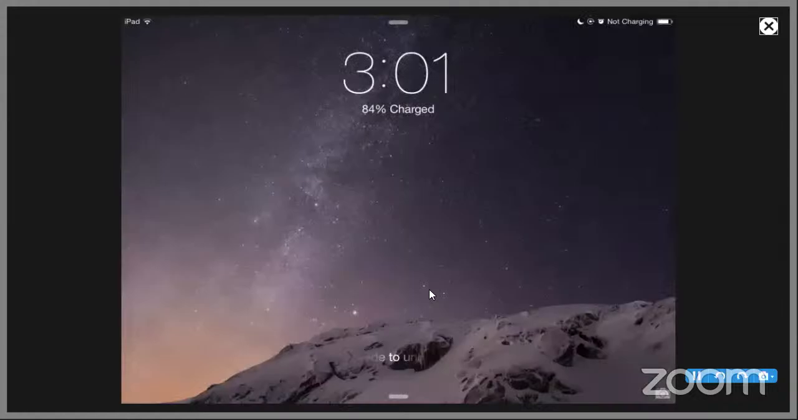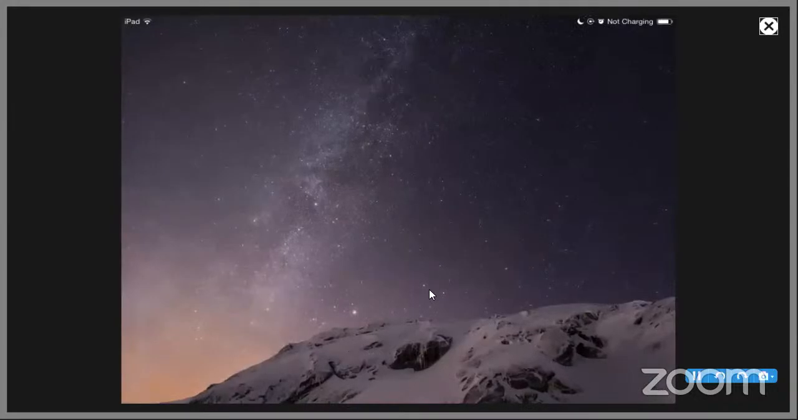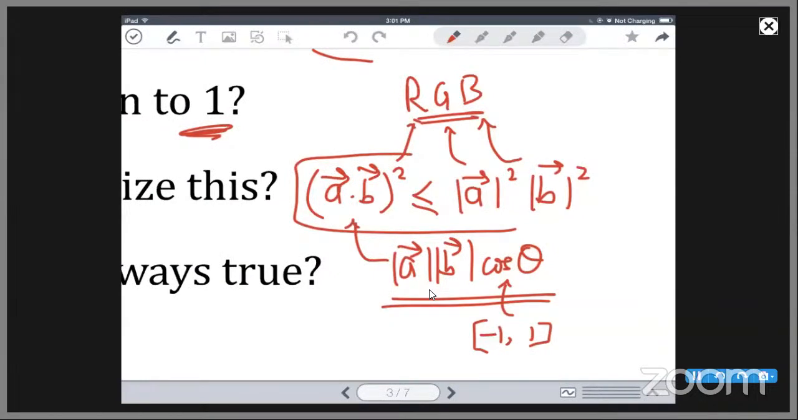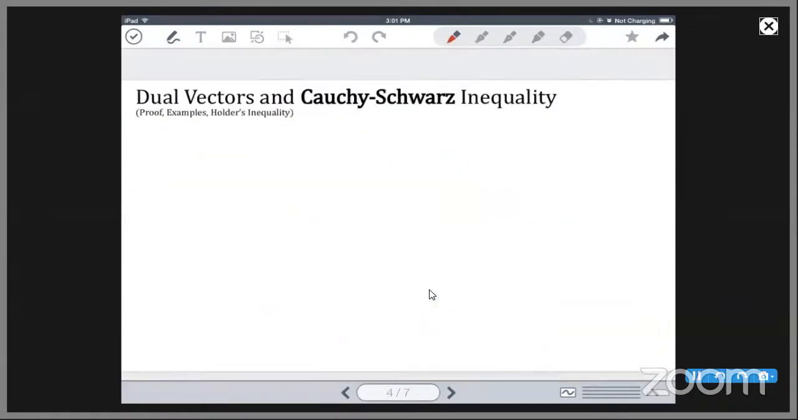Ouch. Sorry. My iPad behaves like that sometimes. Okay. Actually, I think I've pressed the wrong button. Okay.